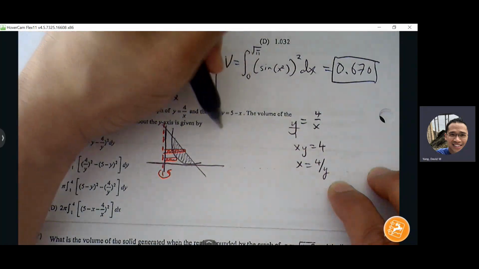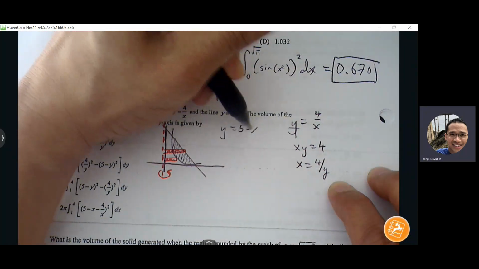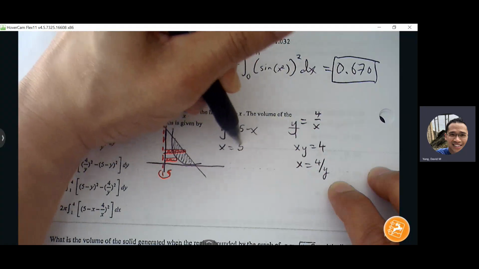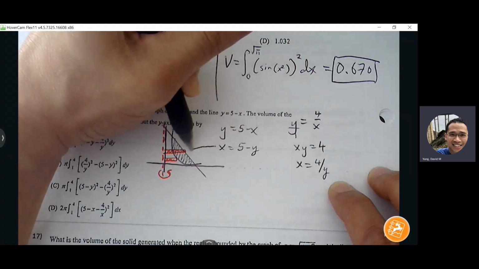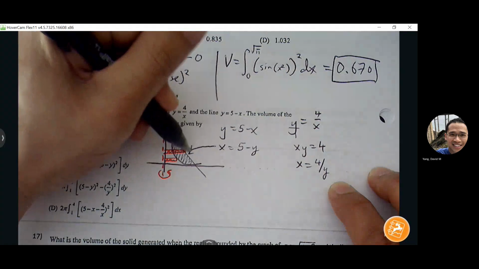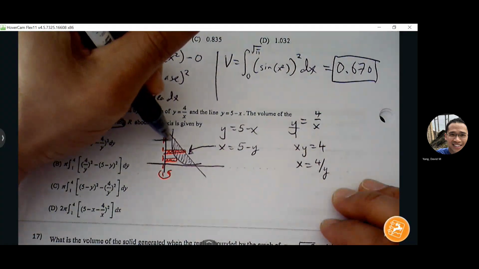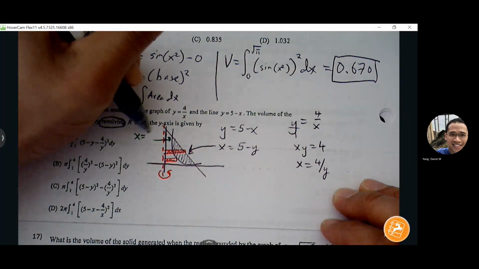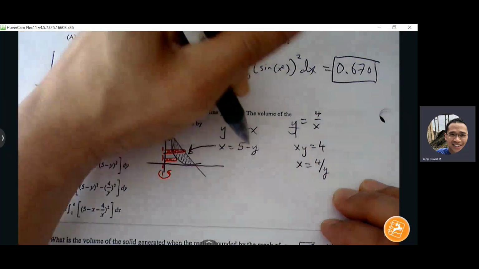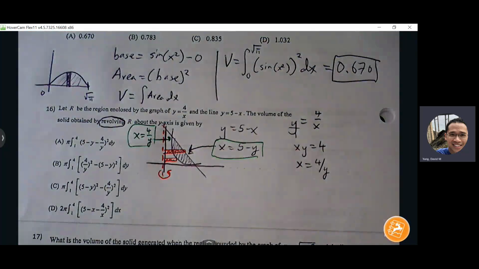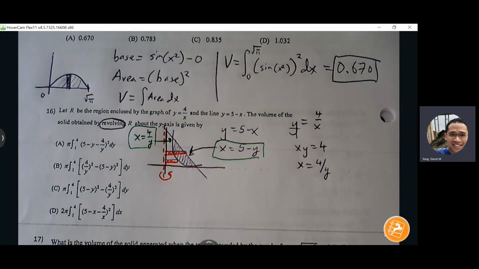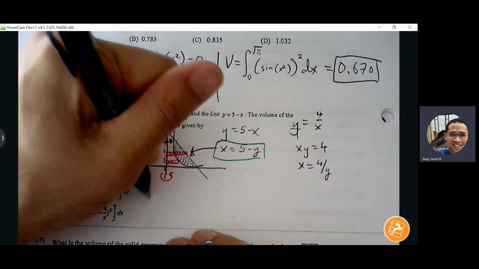Okay, now the linear equation, y equals 5 minus x. If I solve for x, I can say x equals 5 minus y. So that's the line. Okay, so we have to use these equations and the axis of revolution to build our radius. So let's build our radius, big R.